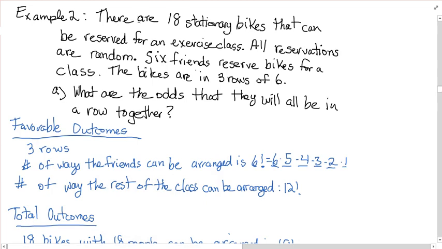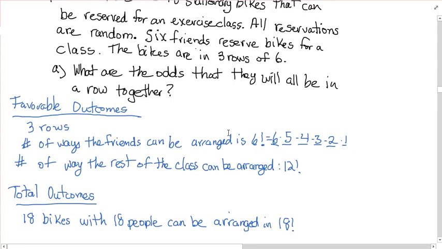Again, the question says there's 18 bikes, there's 3 rows, 6 friends are reserving bikes, and part A says, what are the odds that they will be in a row together? Well, there's 3 rows, so the 6 of them could be in row 1, row 2, or row 3, if you keep that in mind.